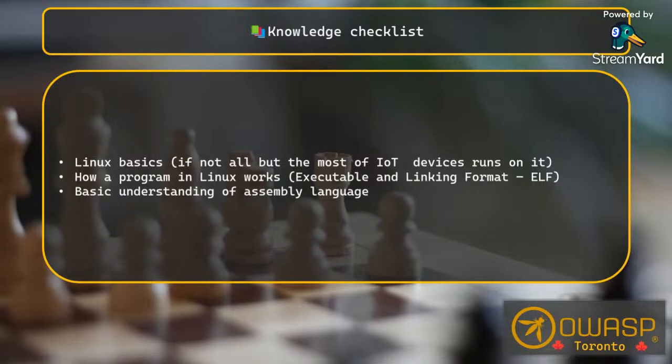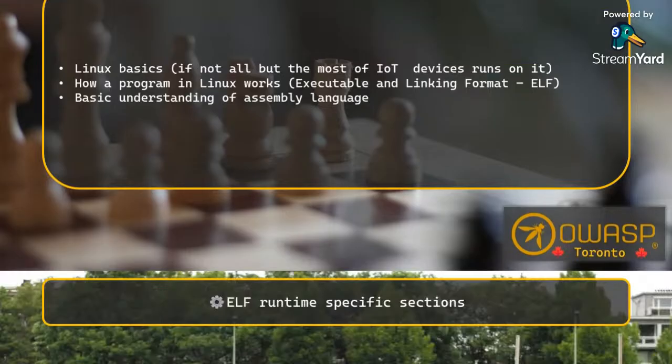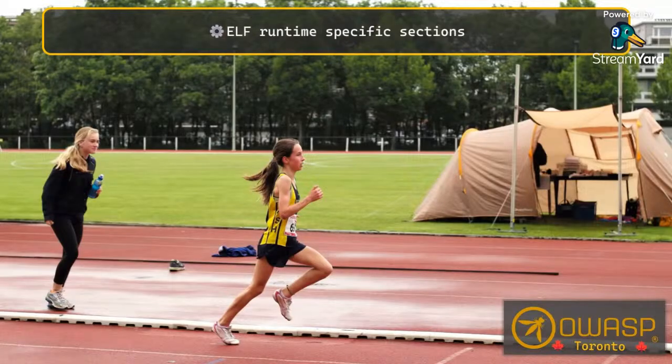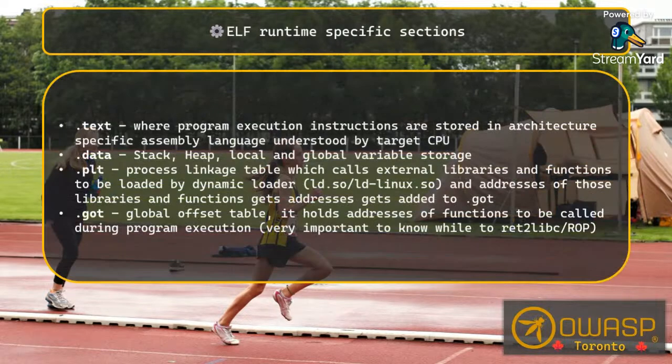Third will be the basics of assembly. As I said, we have multiple assembly languages: ARM, MIPS, and RISC. We are going to see some slides about ARM exploit development basics. First, I will start with the ELF runtime specifics, how ELF binaries work in a Linux environment, and what the main differences are.